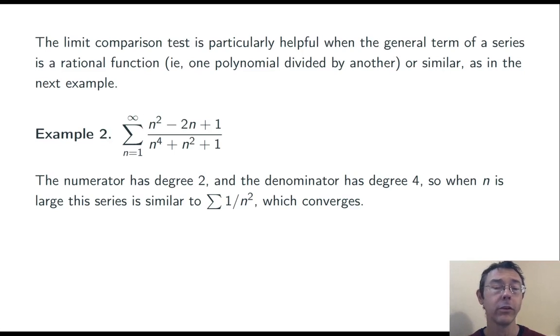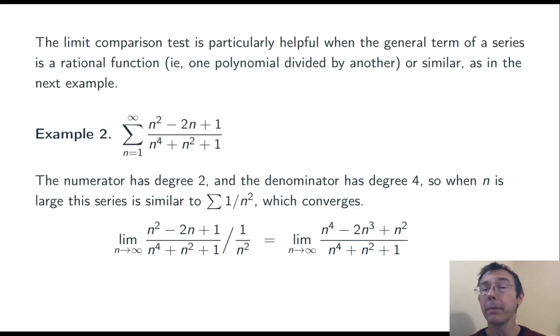That's a convergent series. Convergent p series with p equals 2. So let's do a limit comparison test using the sum of 1 over n squared. I do the limit as n goes to infinity, n squared minus 2n plus 1 over n to the 4th plus n squared plus 1 over 1 over n squared.